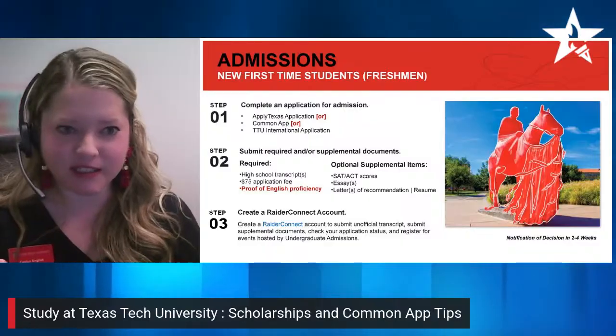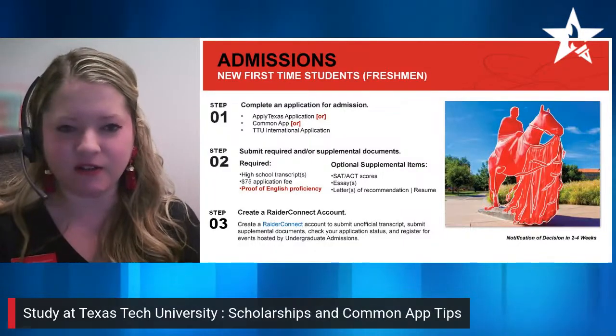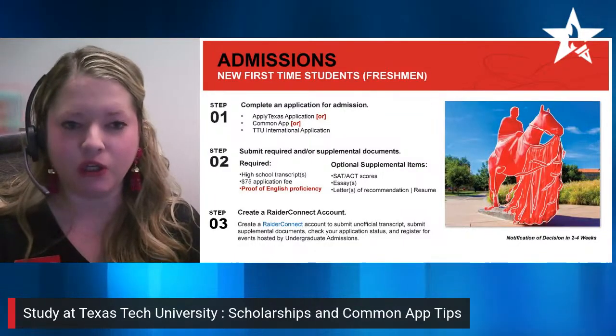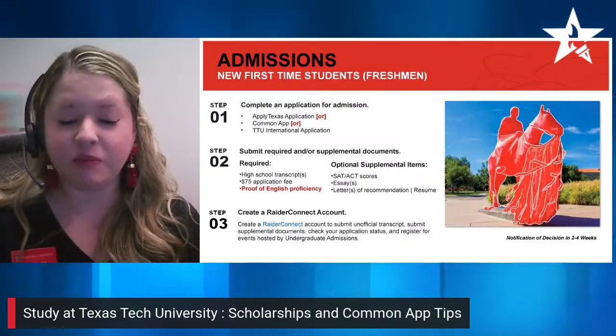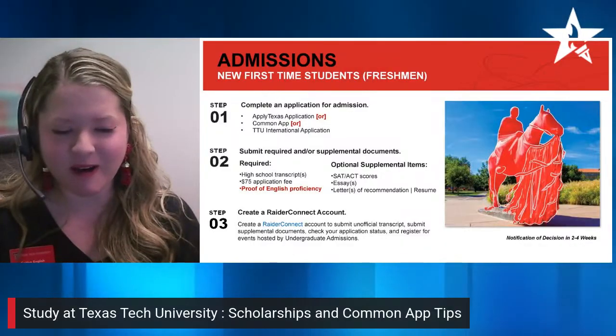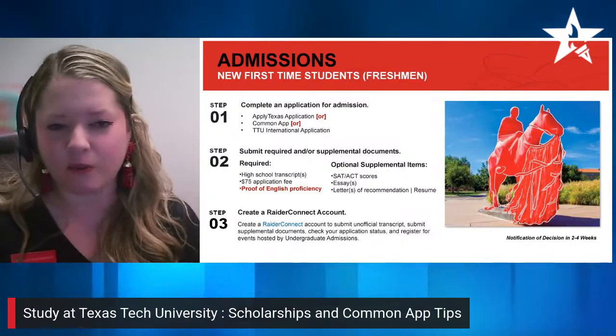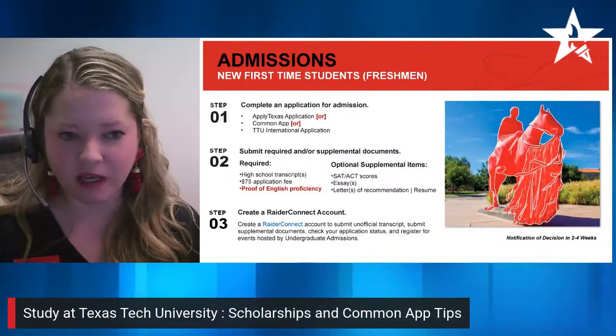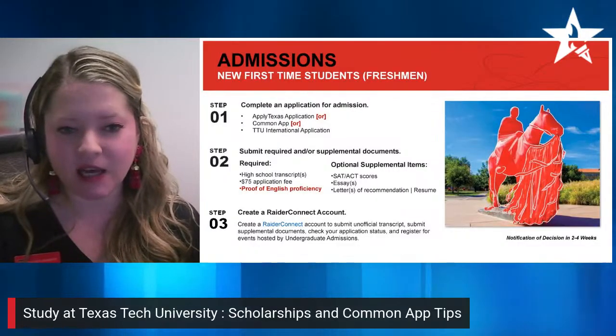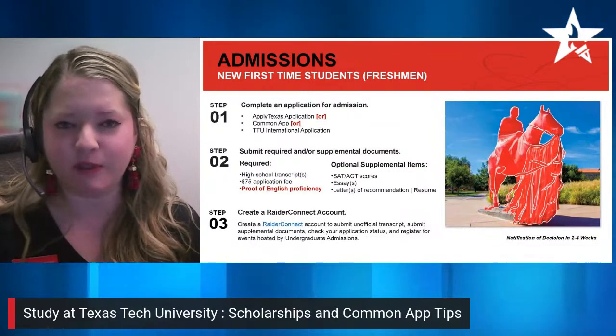Okay, so there's 3 easy steps to apply to Texas Tech University as a new first-time student. The first step is to complete an application. We just talked about Common App, so you could use that, or we have 2 other options as well. It is your preference. The second step is to submit required and/or supplemental documents.